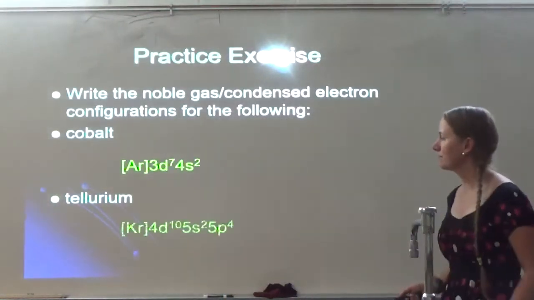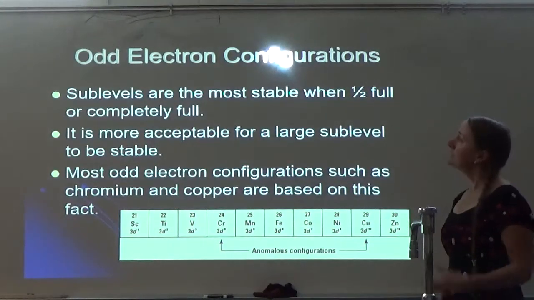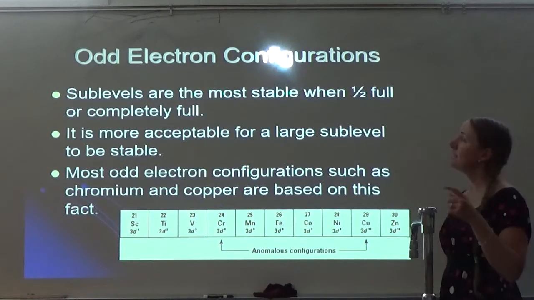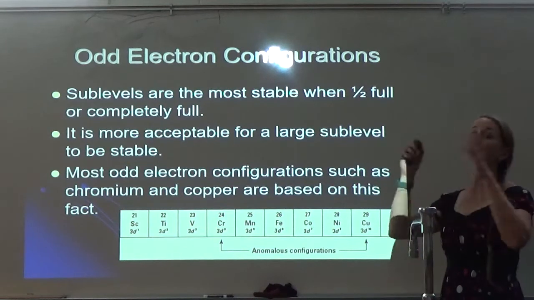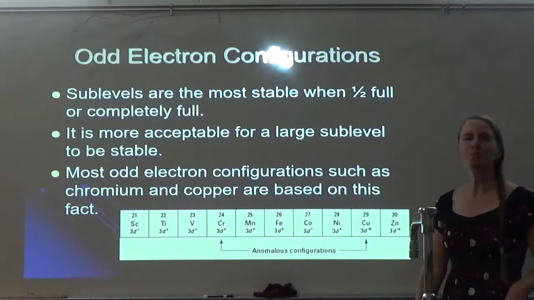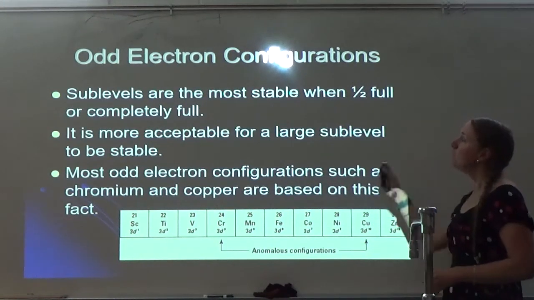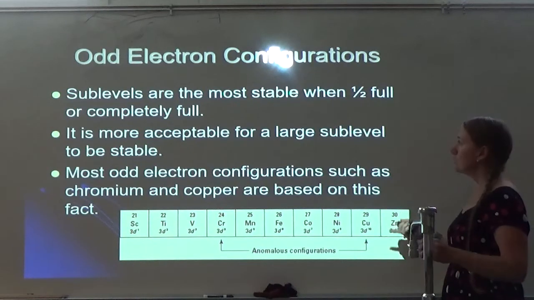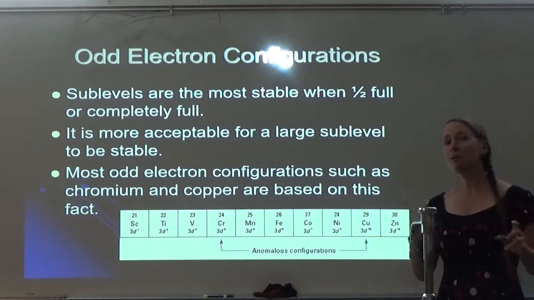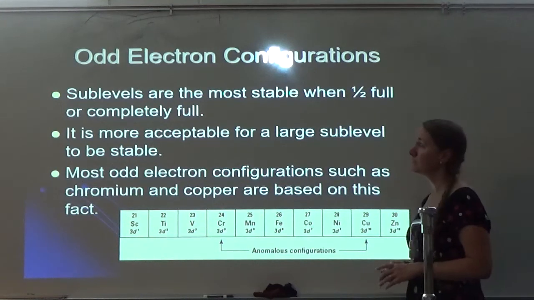All right, so odd electron configurations. Sublevels are most stable when exactly half full or all the way full. Okay, so they're the best when they're all the way full, but they're still really stable if they're half full because at least it's all kind of symmetrical. It is more acceptable for a large sublevel to be stable. So if you're picking between S and D, D is larger, so it's more important for it to be stable.